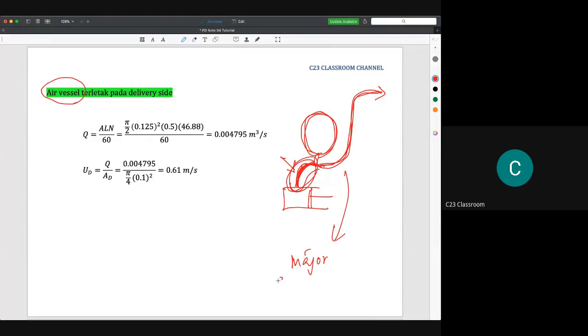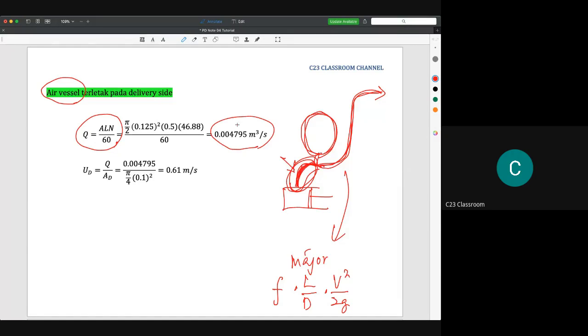We learned it previously, so I will just describe it here. You need to calculate the value of f, and then the equation will be f L over d, v squared over 2g. So it does not depend on the acceleration of the piston anymore. Whether the piston is sucking the water or delivering the water, the flow inside the delivery pipe remains constant. Okay, so first we need to calculate the flow rate. So we have A L N over 60, and we get around 0.004795 meter cube per second.